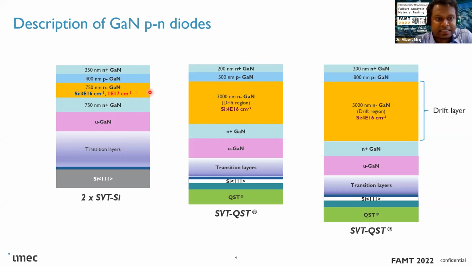An important detail to remember is that we are dealing with two different carrier concentrations: one in the order of 1E16 and the other 1E17 per cubic centimeter, all n-doped by silicon. Then we have two additional layers with a thicker drift layer, one 3 micrometers and the other 5 micrometers, with silicon doping in the order of 1E16 per cubic centimeter.